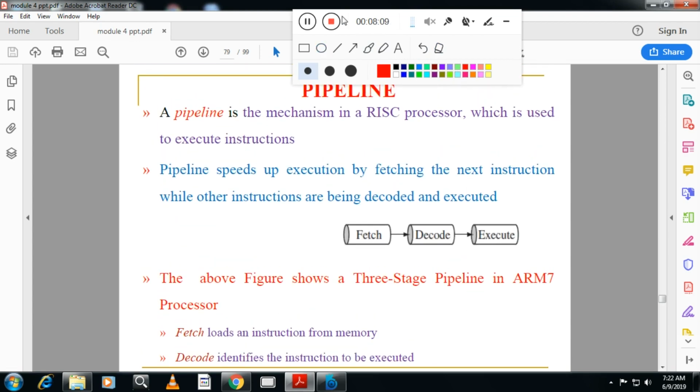Next one is pipelining. We know the pipelining mechanism is used to improve the performance. So in the normal processor, what will happen? It will fetch the instruction, it will decode the instruction, it will execute the instruction. Yeah, this is the normal stage: fetch, decode, execute. So one depends on the other. Unless you complete fetch, decode won't start. Unless you complete decode, execute won't start.